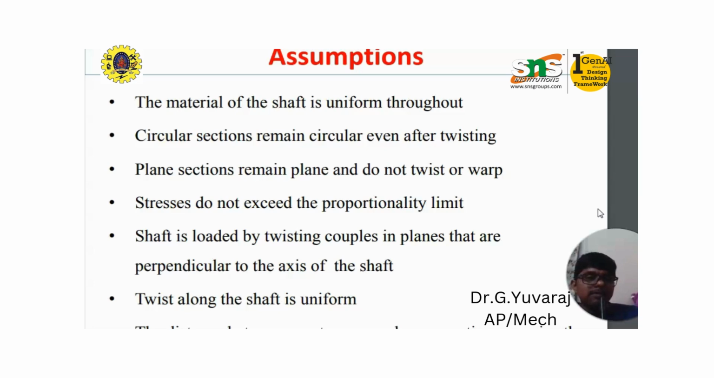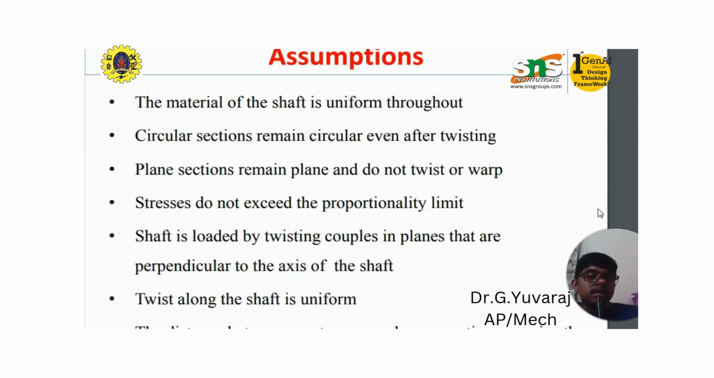Following that, the second one is that the circular section remains circular even after the twisting. When I apply the twisting force, the circular sections remain circular. There is no shrinkage in any direction in that shaft. So that is the second condition.